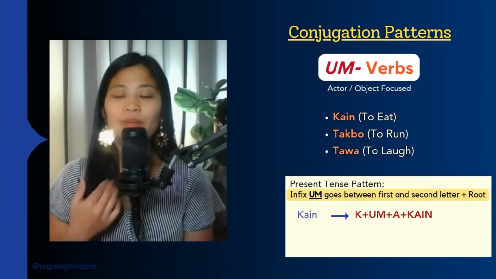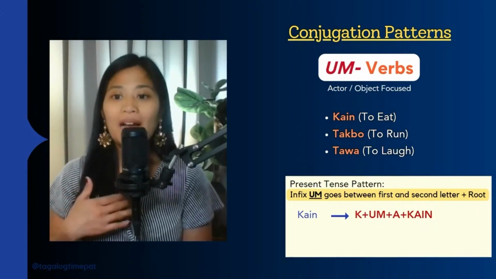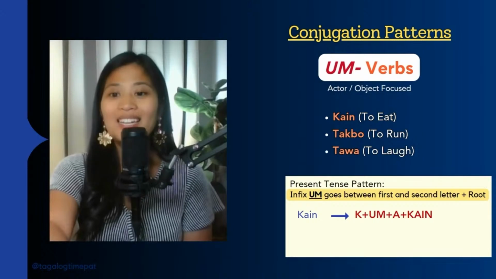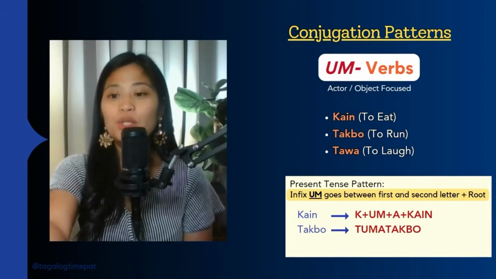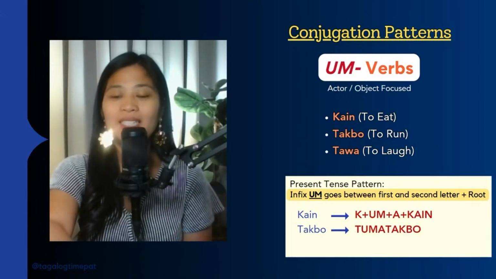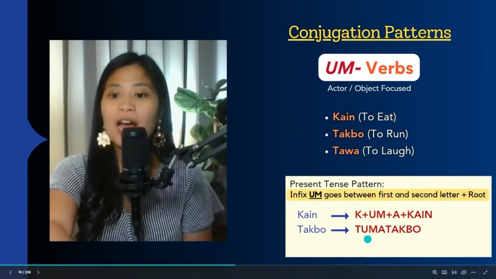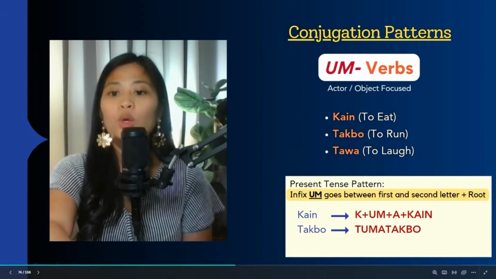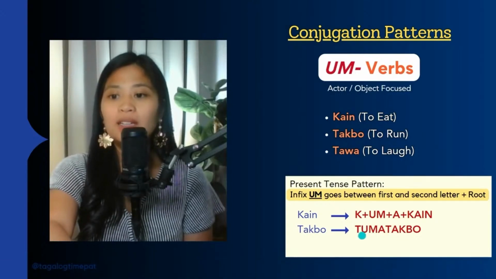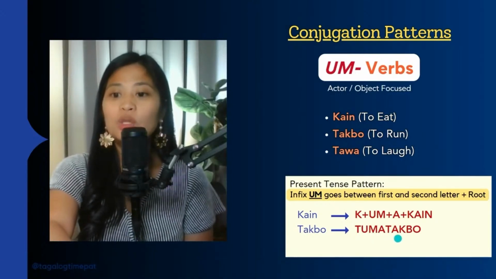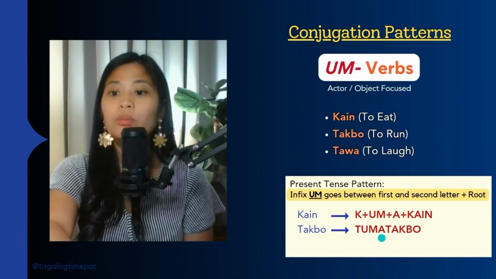Um goes between the first and second letter, and then you add the root at the end. Kumakain ako. I am eating. Next, takbo means to run. In the present tense, it would be tumatakbo. Tumatakbo siya. He is running. Um goes between the first and second letter, and then it's the root at the end. Tumatakbo. You jot it down.